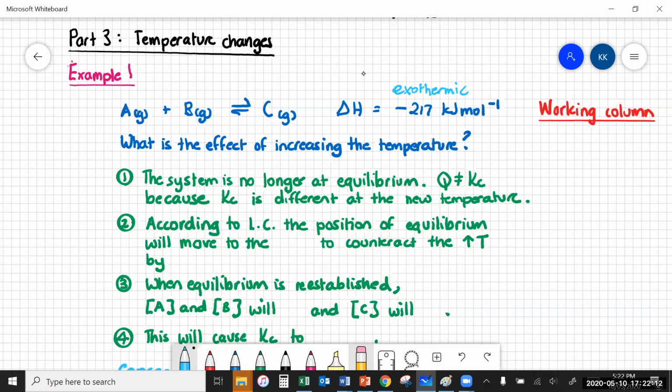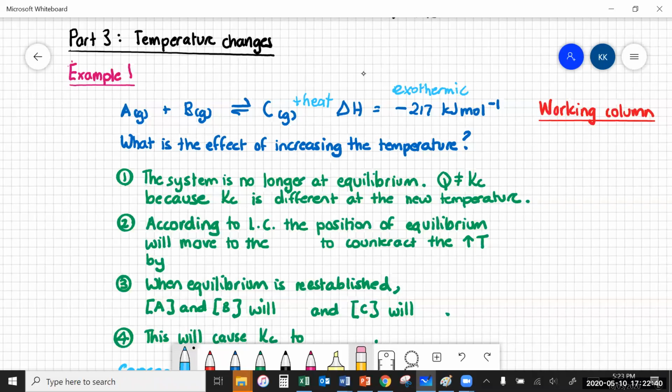And the way I like to think about reactions in Le Chatelier problems is to think of heat as a reactant or product. So for an exothermic reaction, I like to think of heat being a product of the reaction. So A plus B makes C plus heat. And that makes it much easier to think about which way the position of equilibrium will shift.